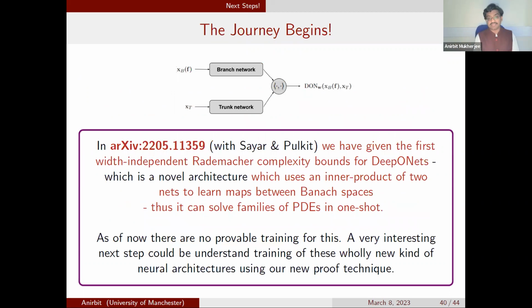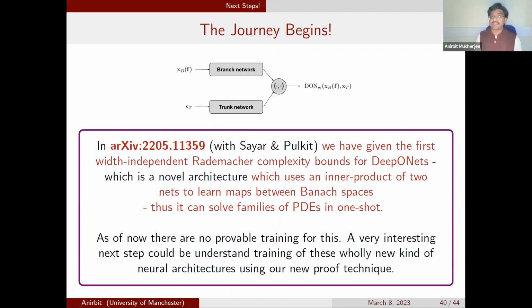Third, last thing I want to talk about is, okay, single neural nets can only do so much. Now we are in the regime of double net training. One of the very famous neural architectures that has come about in recent times is what is called a deep operator network, where you take two neural nets and you take an inner product of their outputs to get the final output, where one is called a branch network and the other is called a trunk network. And it has been proven that this product of two neural nets can approximate any map between any two Banach spaces. So maps between any two infinite dimensional Banach spaces can be approximated by a product of two neural networks.